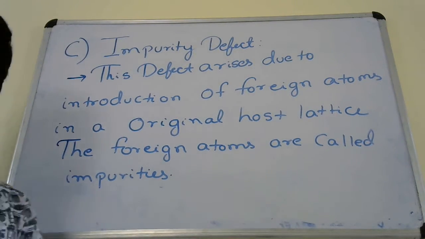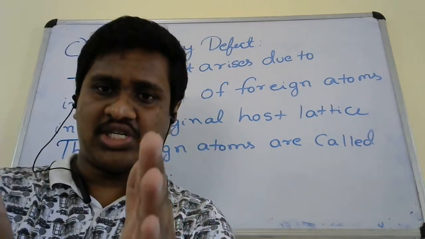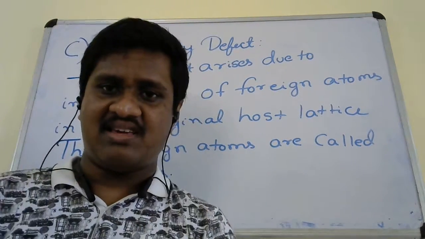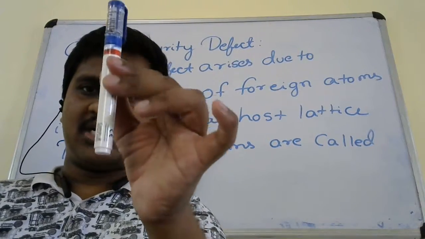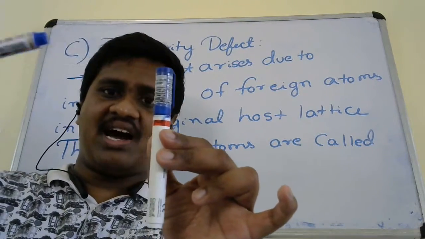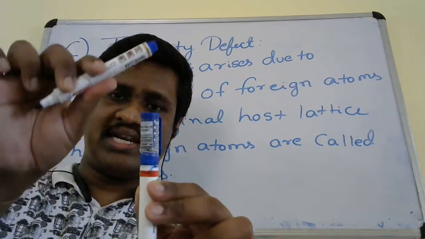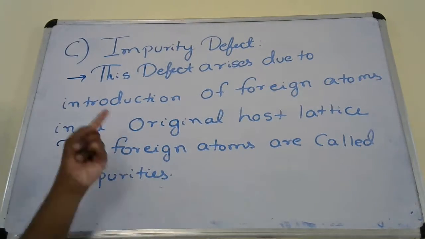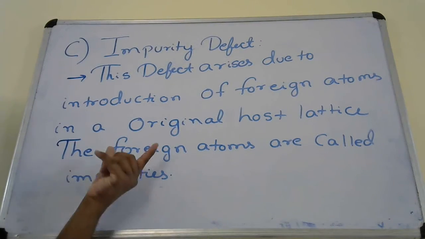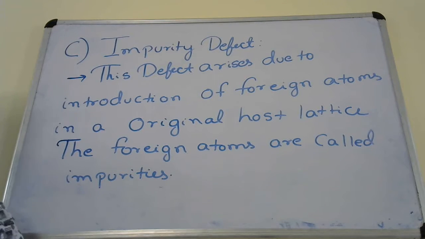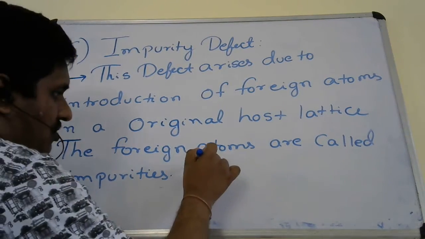So originally we have a host lattice, a particular lattice. Imagine this is a host lattice and I am putting an outside atom inside this host lattice. That is what is called impurity defect. These outside atoms or foreign atoms are called impurities. Now what can these impurities do?